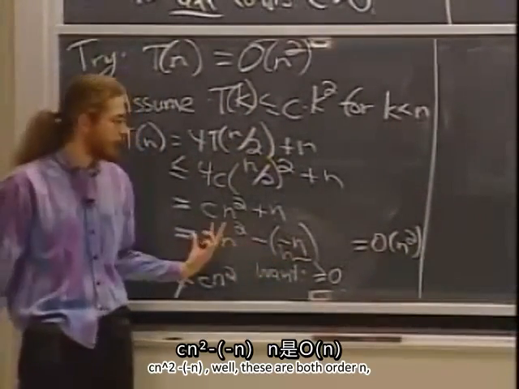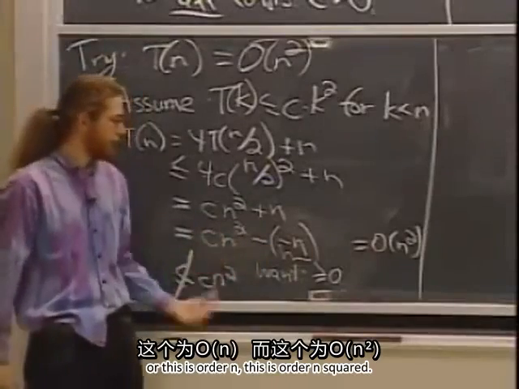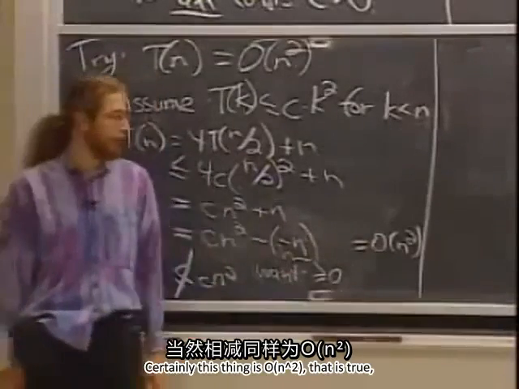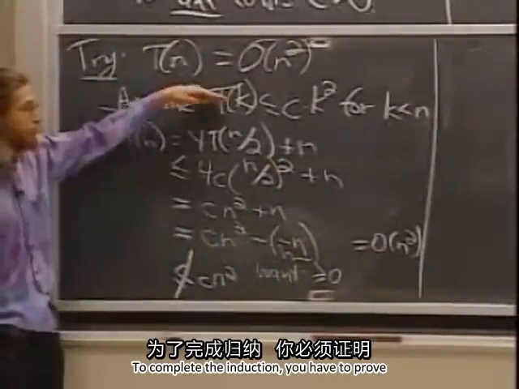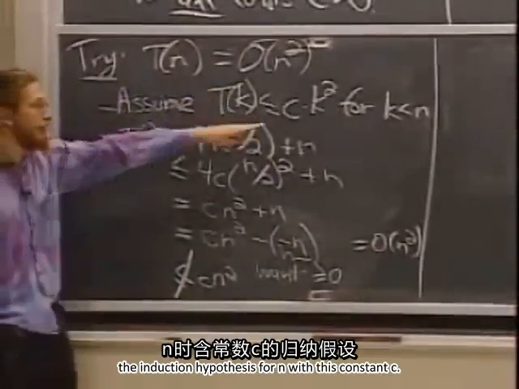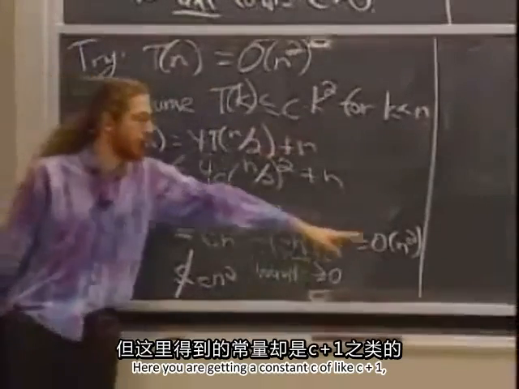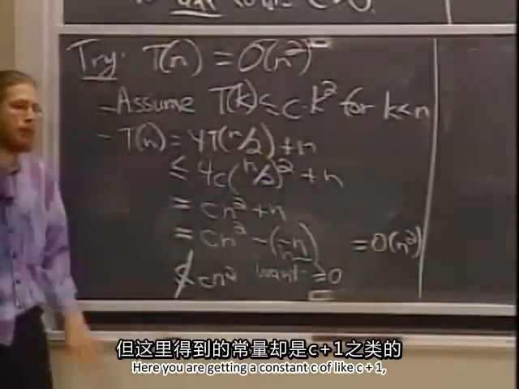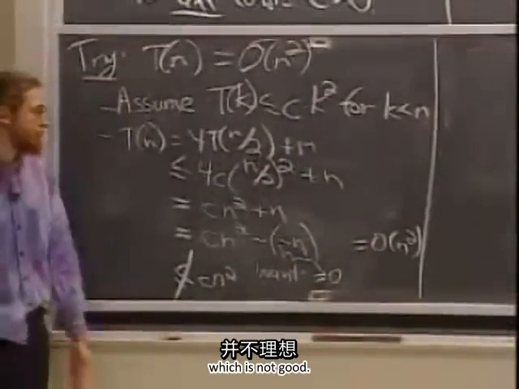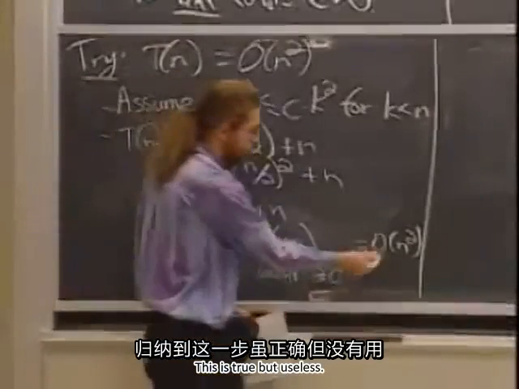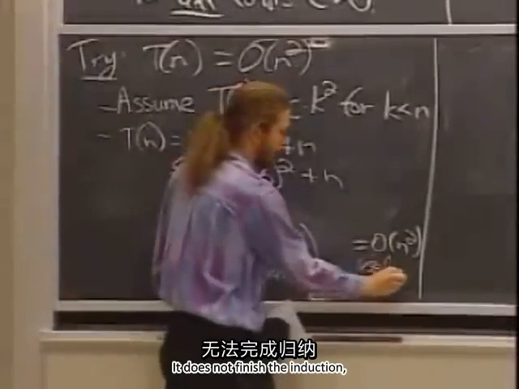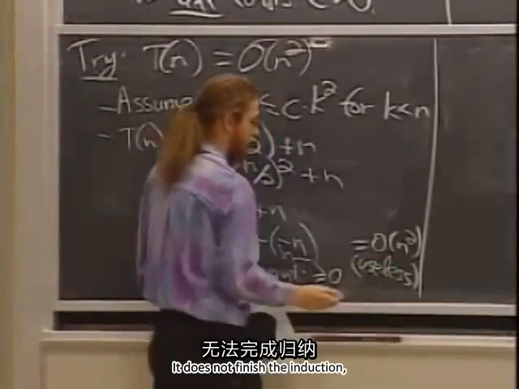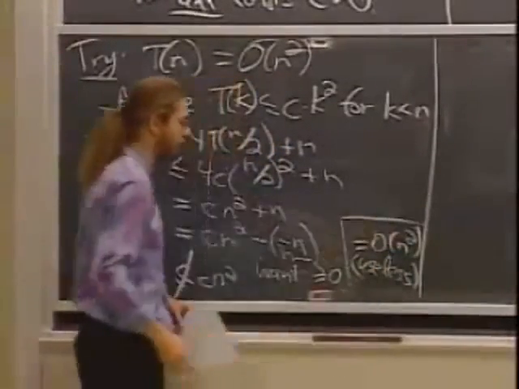Well, I mean, these are both order n. Or this is order n, this is order n squared. Certainly this thing is order n squared. That's true, but it's not completing the induction. To complete the induction, you have to prove the induction hypothesis for n with this constant c. Here you're getting a constant c of like c plus 1, which is not good. So this is true, but useless. Okay, it does not finish the induction. So you can sort of ignore that.